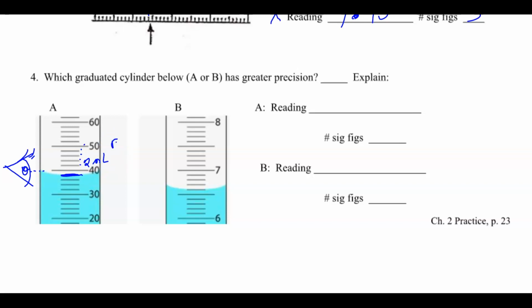So that means on this cylinder, I can read to 2 milliliters. That means, this is kind of weird, but just go with me here. That means you can guess to the nearest 1 milliliter. I couldn't guess tenths on that one.